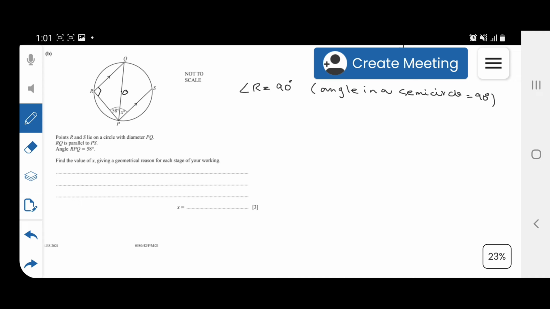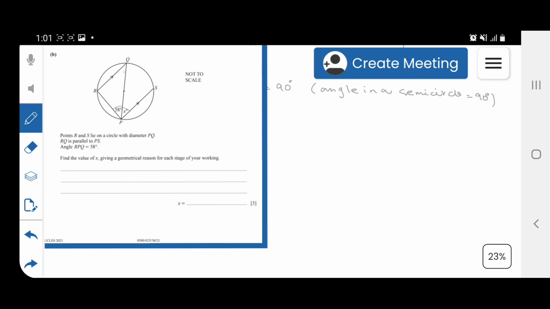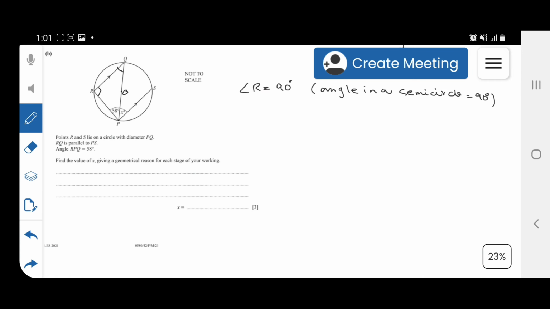Now this R is 90 degrees and this is 58 degrees, and if we look closely, this X and this angle, both of them, because of the property mentioned here, that the lines RQ and PS are parallel to each other. Whenever we have a transversal drawn between two parallel lines, the alternate interior angles are always equal. So if this one is X, we can say this angle RQP is also equal to X.